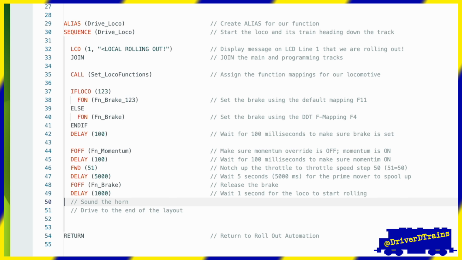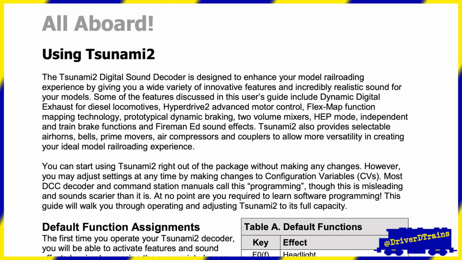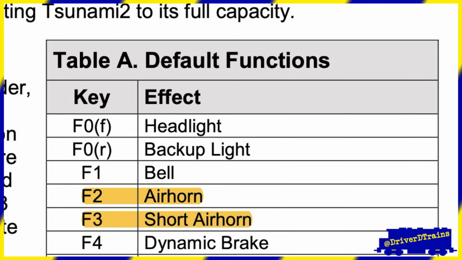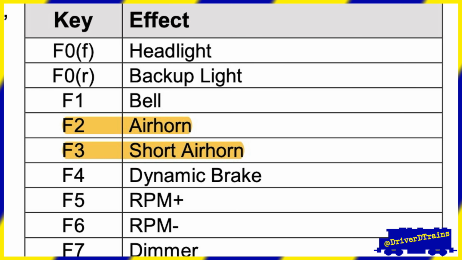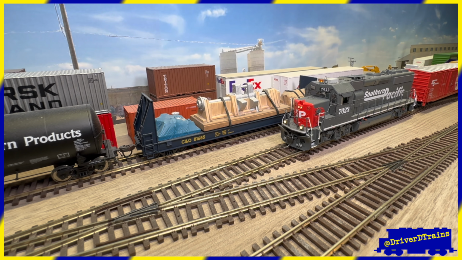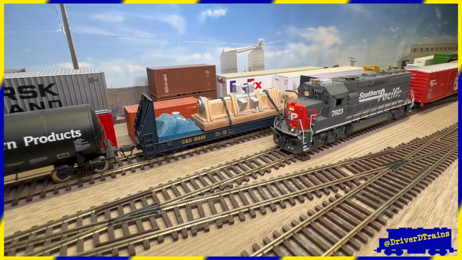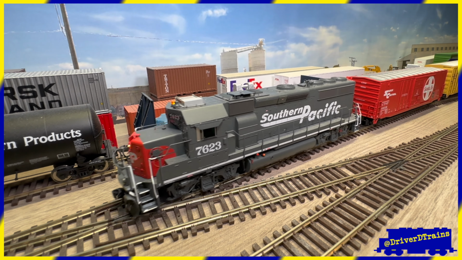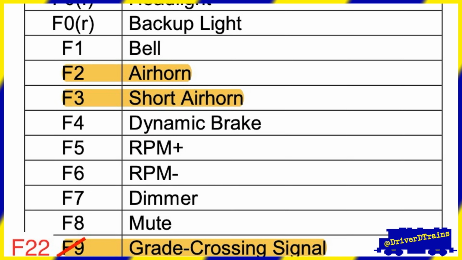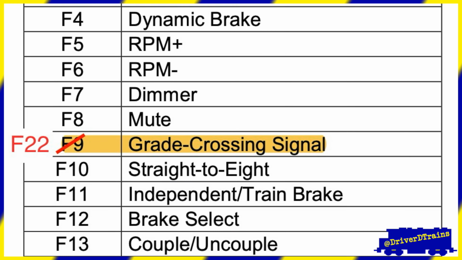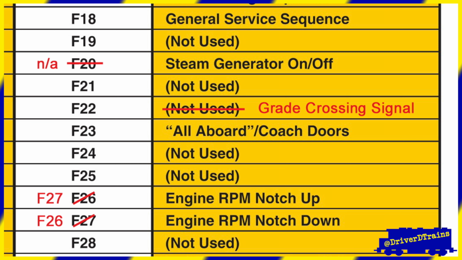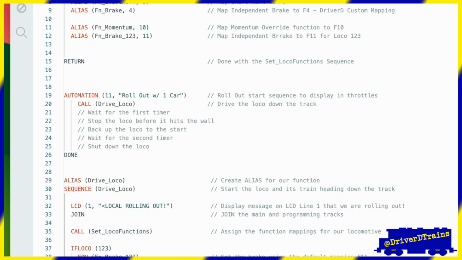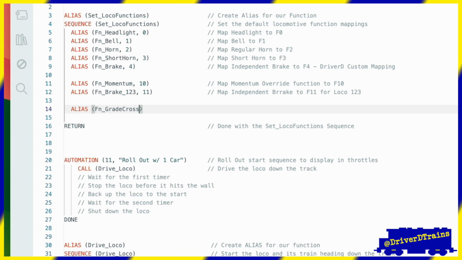We are now ready to sound the horn. The Tsunami 2 has several options for the horn. We can use the standard non-latching horn, or we can use the latching short horn. For the rollout automation, however, I prefer to blow the grade crossing signal. Fortunately, the Tsunami 2 decoder includes a function for this. On my locomotives, I have that function mapped to F22. So before we continue, let's add an alias for the grade crossing signal to our setLocoFunctions sequence.